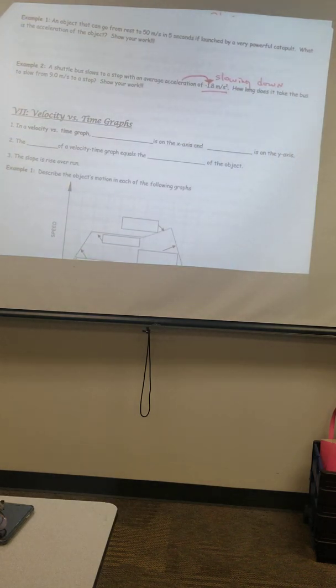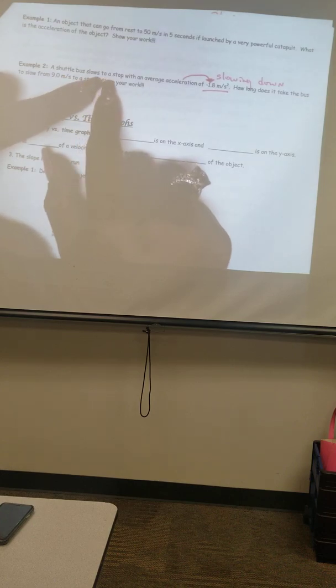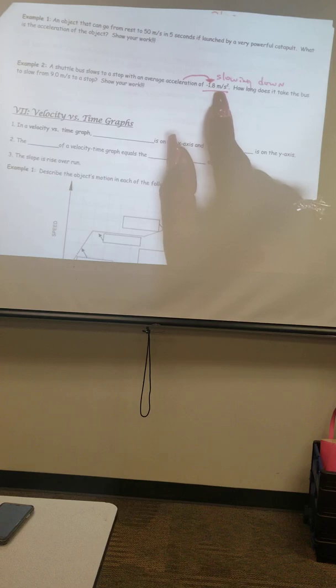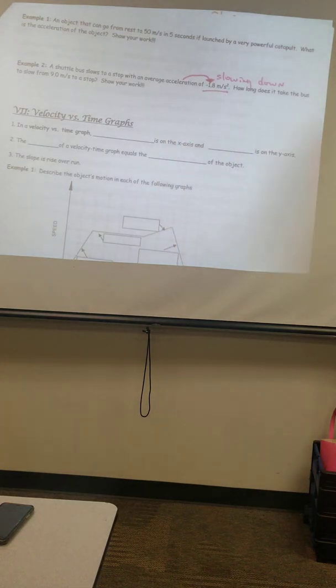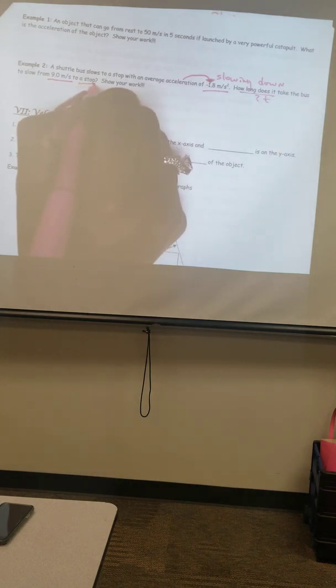I understand that negatives mean a direction in physics. But when we're talking about acceleration, a negative acceleration means that the object is slowing down. And what does it say? That it slows down to a stop with an average acceleration of negative 1.8 meters per second squared. How long does it take, T, for the bus to slow from 9 meters per second to stop?